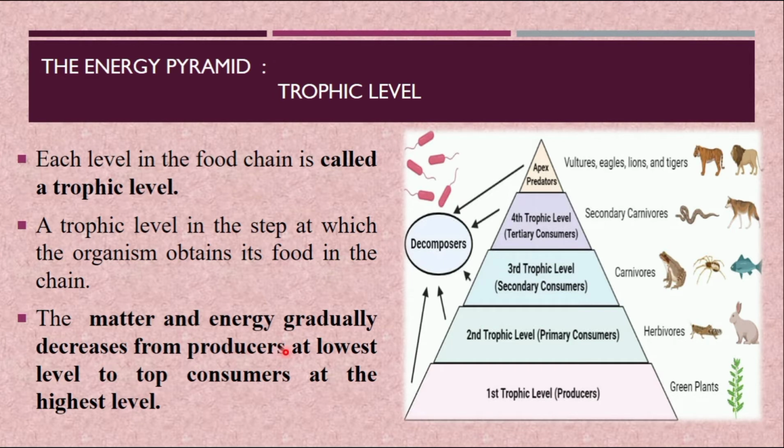The matter and the energy gradually decrease from the producer at the lowest level to the top consumer. म्हणजे या ठिकाणी एनर्जी जास्त आहे, पण ॲज कम्पेअर टू द प्रिडेटर अपेक्समध्ये एनर्जी लेस आहे, पण ट्रॉपिक लेवल म्हणजेच प्रोड्युसरमध्ये एनर्जी मोर आहे.